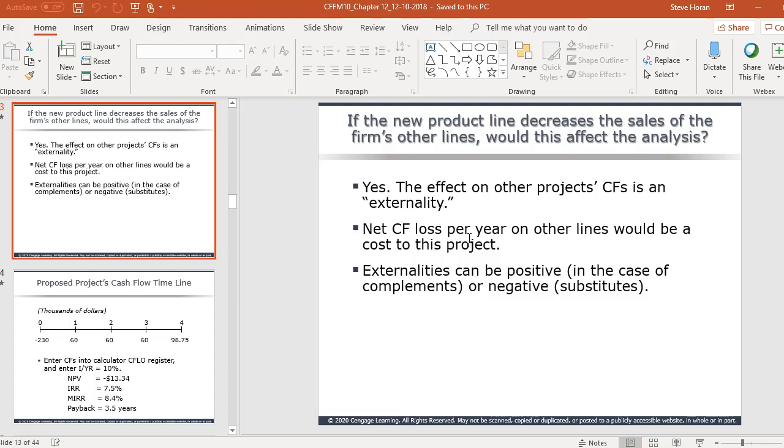Now the other point here is, what if this new product line that we're launching would affect other product lines? And we don't know.